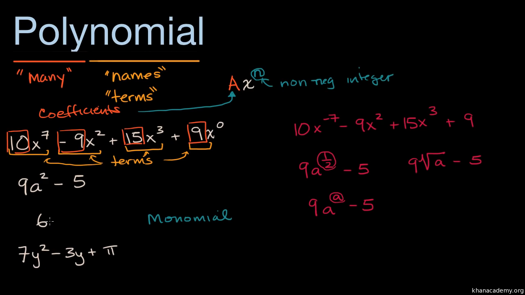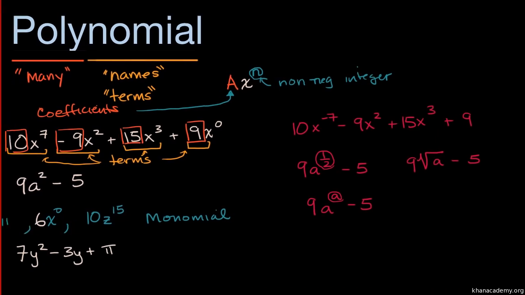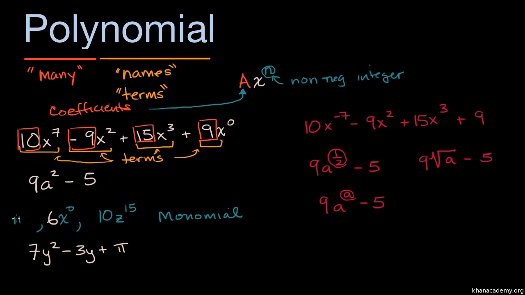This is an example of a monomial, which we could write as 6x to the 0. Another example of a monomial might be 10z to the 15th power. That's also a monomial. Your coefficient could be pi. So we could write pi times b to the 5th power. Any of these would be monomials.